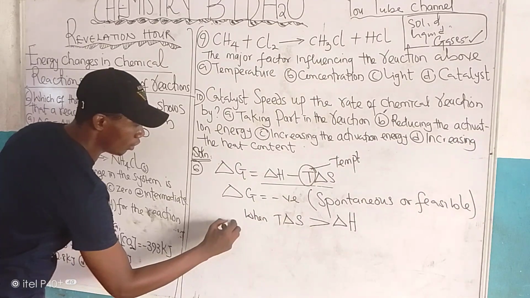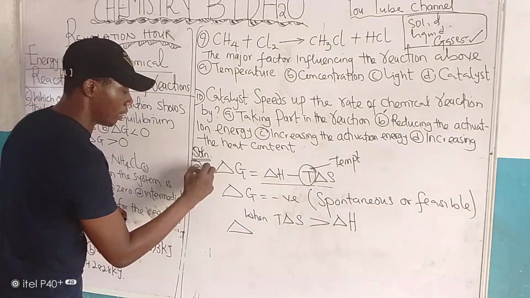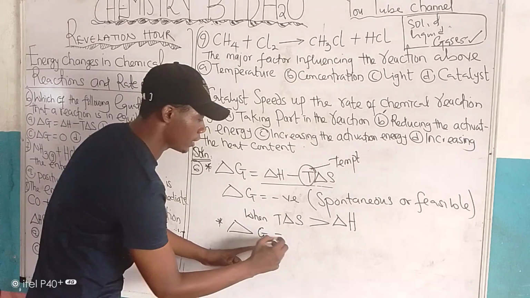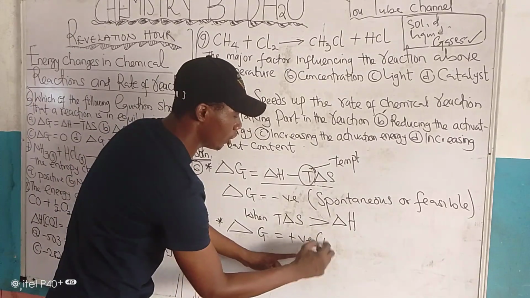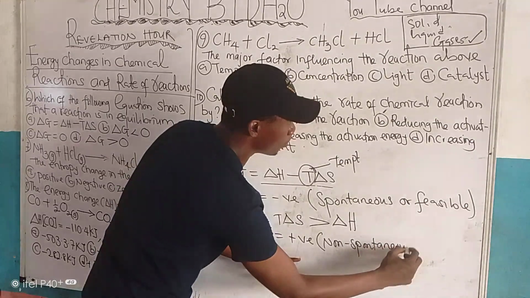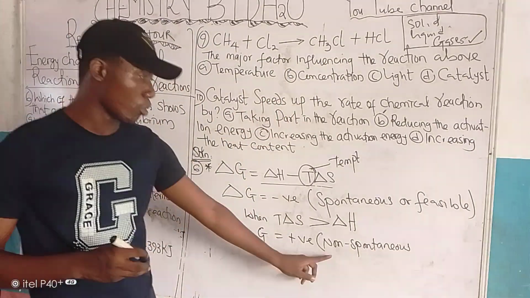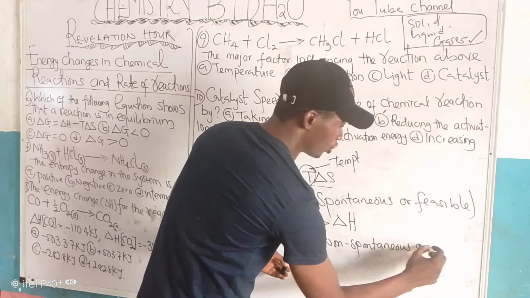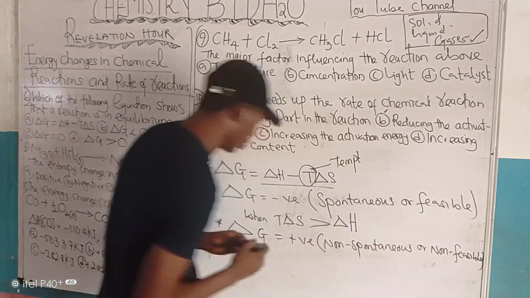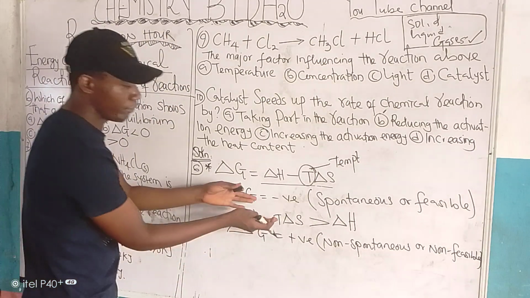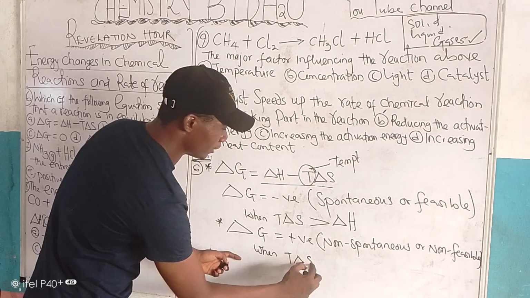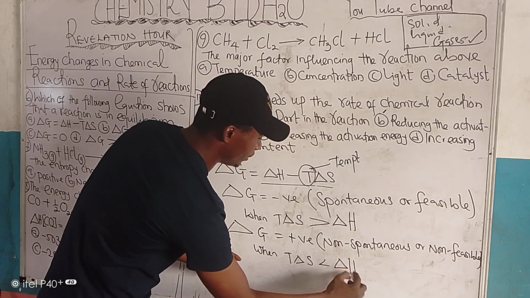Good. Now, this is point number 1. Point number 2: if your Gibbs free energy is positive, the reaction is said to be non-spontaneous. And if the reaction is non-spontaneous, it means that the reaction is non-feasible. Please take note of that. And what will make your reaction non-feasible is to reverse this condition, and that is when the temperature times the change in entropy is less than your enthalpy change.